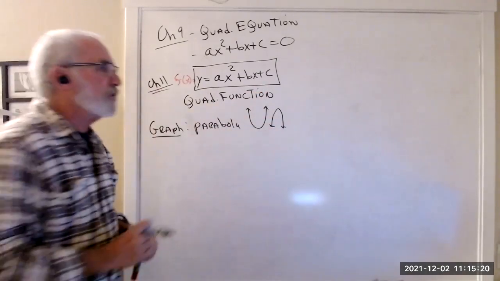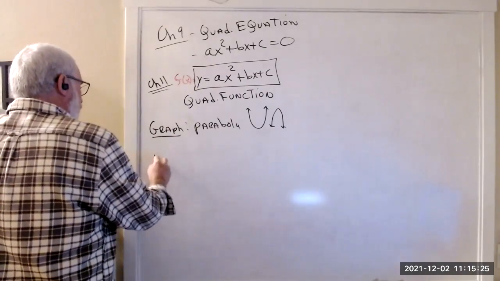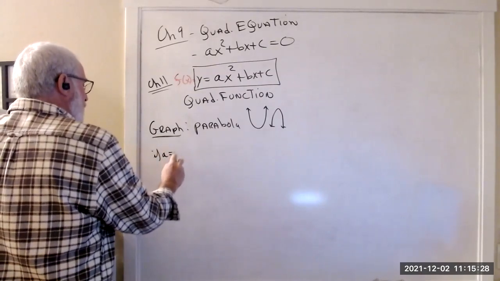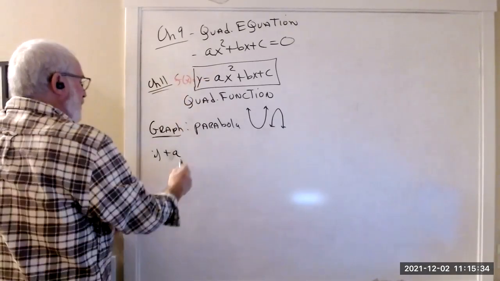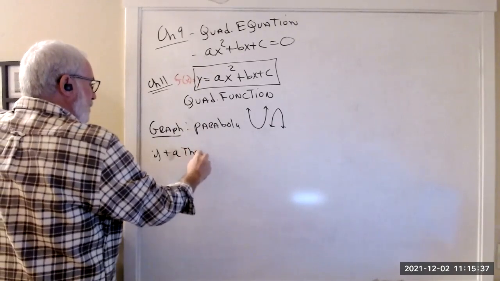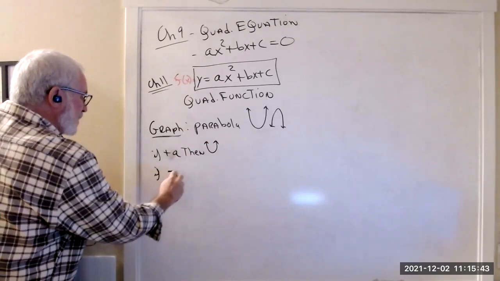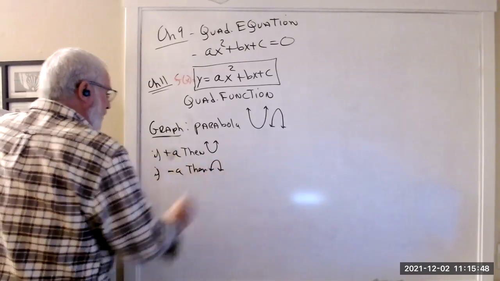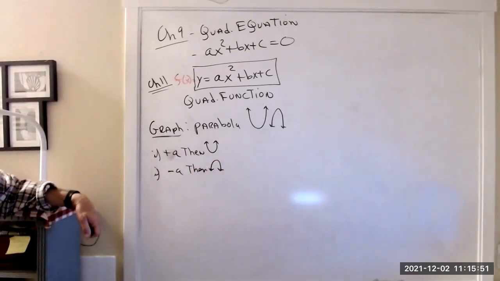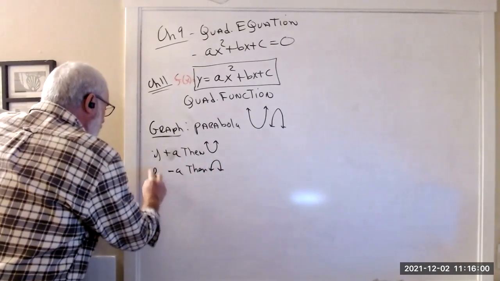Okay. Now, some things that help us here. First, if it's a positive A, then the shape is up. The graph is going up. If it's a negative A, then the graph is down. Okay, it's that simple. There is a new formula you need to know.